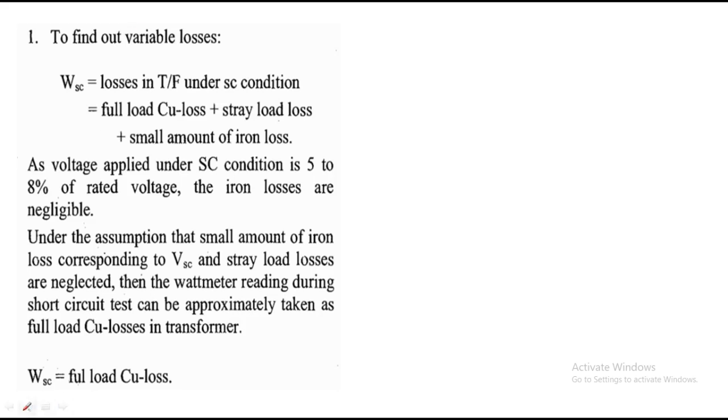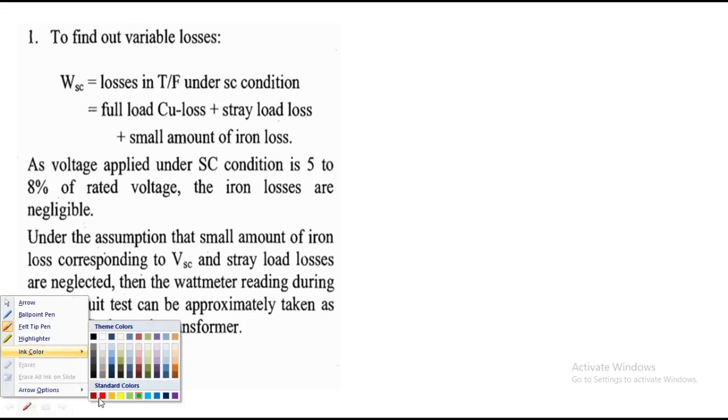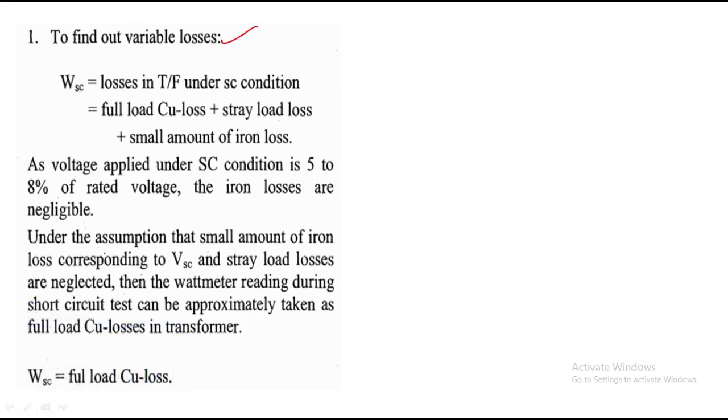So what is the main objective of this test? We have to get the variable losses. So the wattmeter readings are nothing but what? Copper losses only. Only a small amount, 5 to 8% of rated voltage, is required to get the rated current. Small amounts of iron loss are present, but those are neglected in this test. That's why the wattmeter reading shows what? Full load copper losses only.